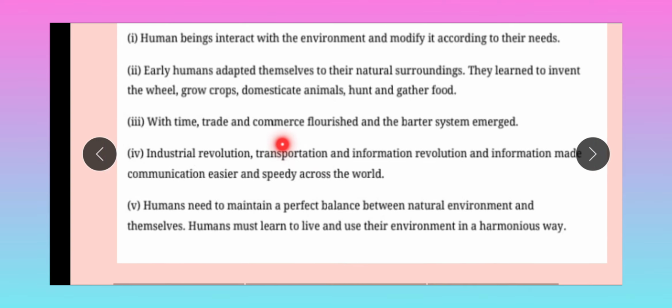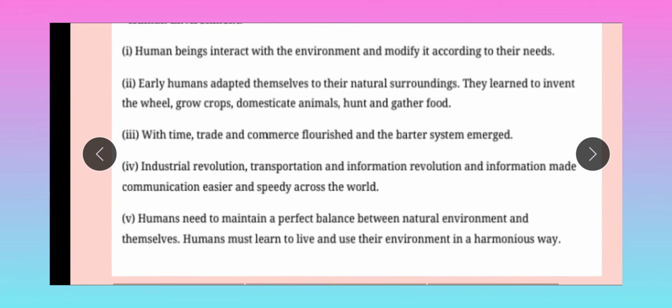Humans need to maintain a perfect balance between nature, the environment and themselves. Humans must learn to live and use their environment in harmonious ways. This is a very important point. As humans started to use nature or natural things, they didn't think about the harmful effects it creates in nature. So humans have to maintain balance between the natural environment and themselves.